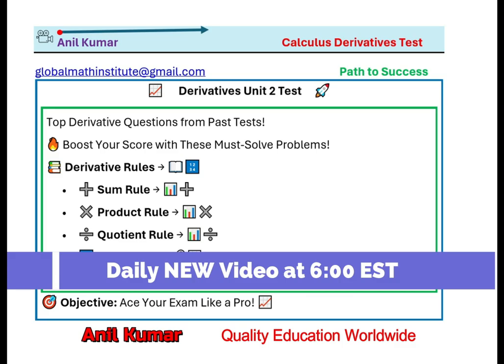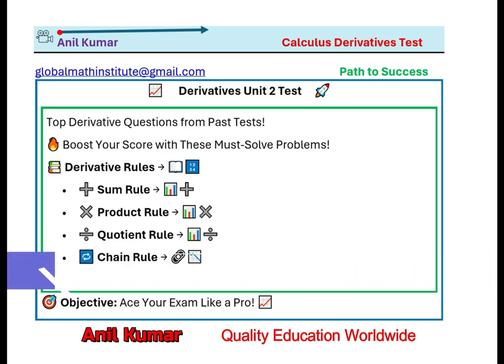Let us ace our exam like a pro. Here are top derivative questions from the past test papers. Unit 2. We are going to take questions based on the derivative rules, which include the sum rule, the product rule, quotient rule, and the chain rule. 10 questions from the past test papers will help you to prepare for the test and ace it.